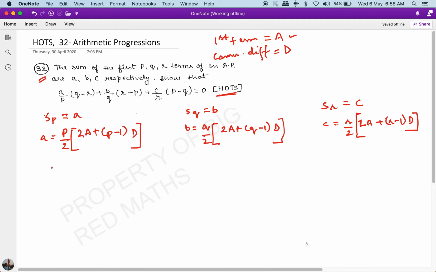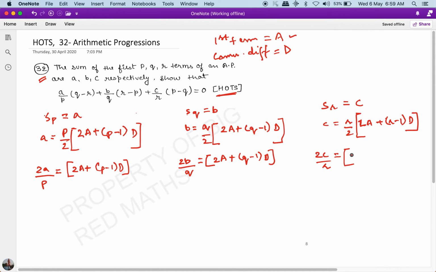So we have three terms, which are A, B and C. Now if I take the 2 on this side and the P below, what I get is 2A by P is equal to 2A plus P minus 1 into D. Here it will become 2B by Q is equal to 2A plus Q minus 1 into D, and here this term will become 2C by R is equal to 2A plus R minus 1 into D.